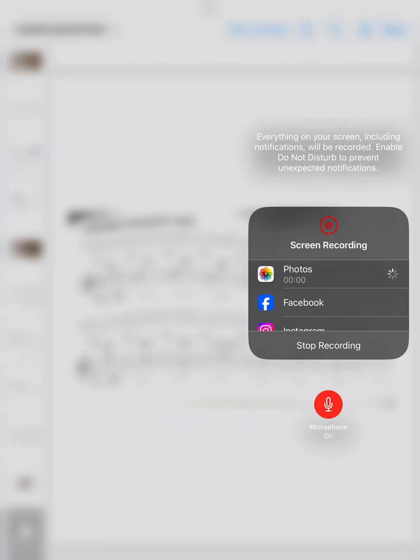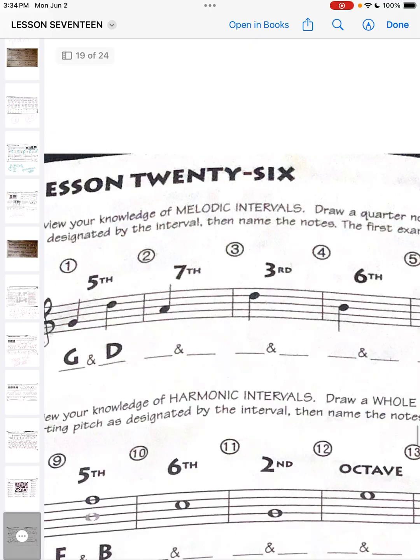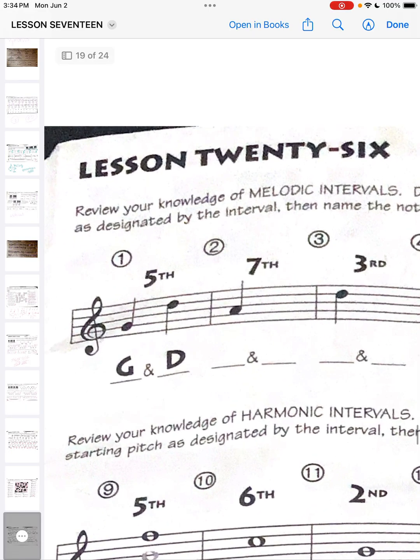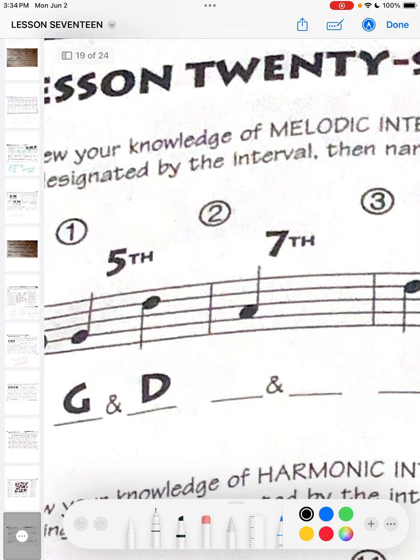A little fun with the intervals today. Today we'll be drawing some intervals. I'm going to show you what we do with the intervals and how we draw them. It shall be a mystery.